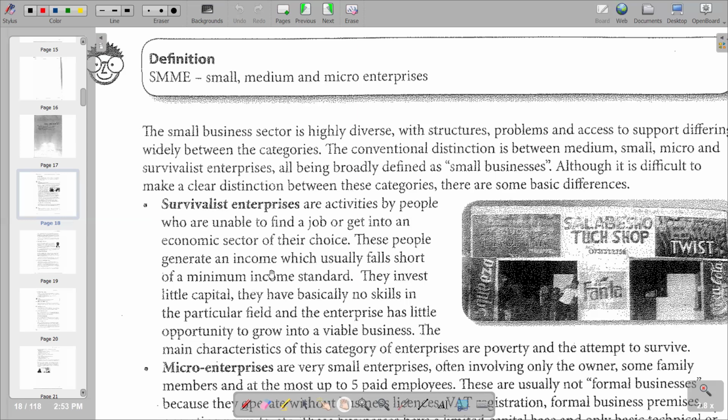These people generate an income which usually falls short of a minimum income standard. So basically, that is the textbook description that we have in terms of survivalist enterprises. Then moving on to the second category of small businesses that we have.